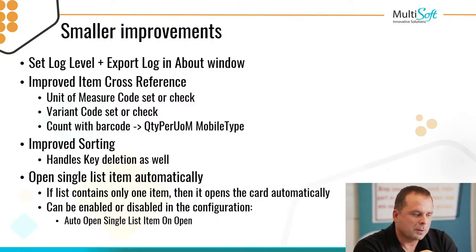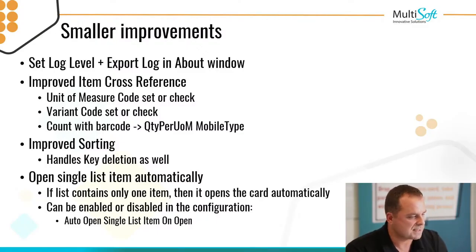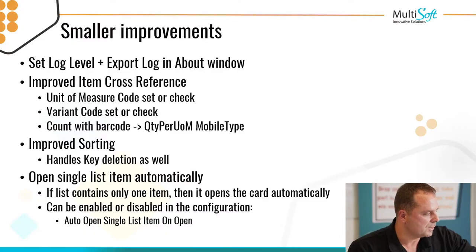and also one more improvement here is to count with the barcode based on the unit of measure, quantity per unit of measure. This story is about to not just increase by one with every scan, but also take into account what kind of barcode you have scanned in. So that will basically not increase by one, but depending on what unit of measure code you are using.